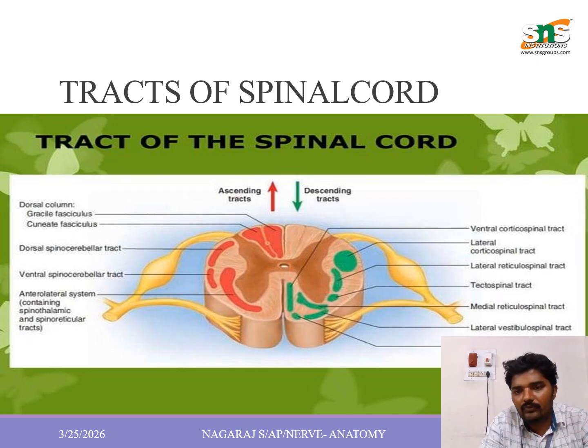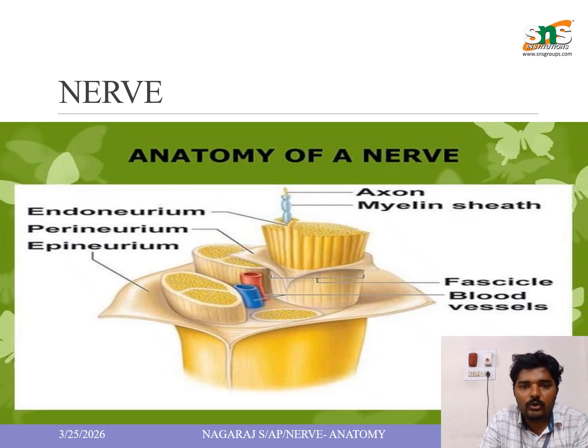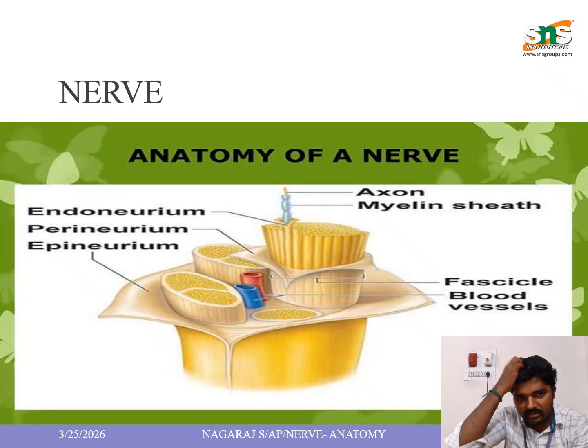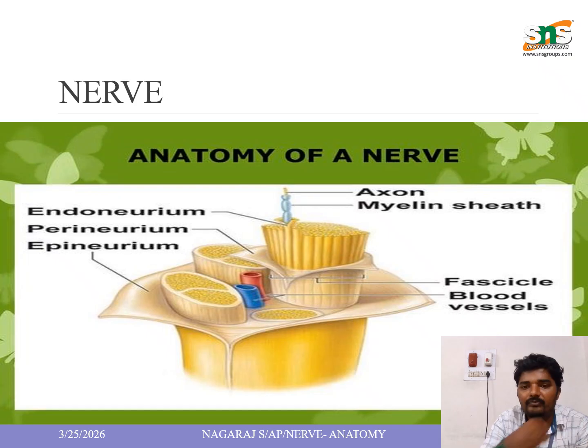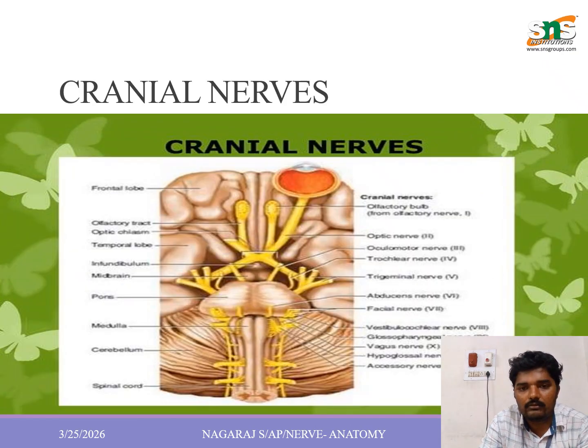The descending tract is mainly the ventral corticospinal tract, lateral corticospinal tract, lateral reticulospinal tract, tectospinal tract, medial reticulospinal tract, and lateral vestibulospinal tract. Then nerves. The anatomy of the nerves: axons, myelin sheath, endoneurium, perineurium, epineurium, fascicle, and blood vessels.